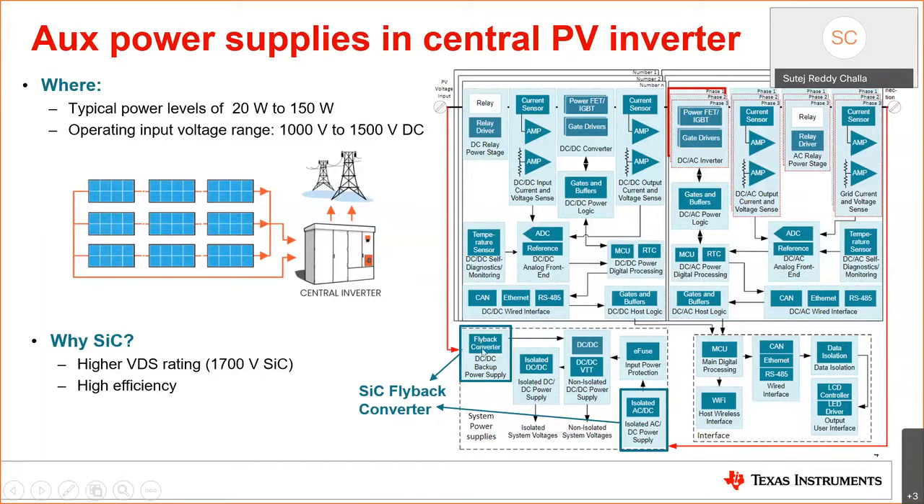Now, what is the need for a high VDS rating of the silicon carbide in these flyback converters? It's mainly driven by the high DC bus voltage of the PV panels, particularly in large scale utility PV inverters. This input voltage range can be from 1000 to 1500 volt DC. With such high VDS ratings, silicon carbide is the only solution with a single switch flyback converter topology.